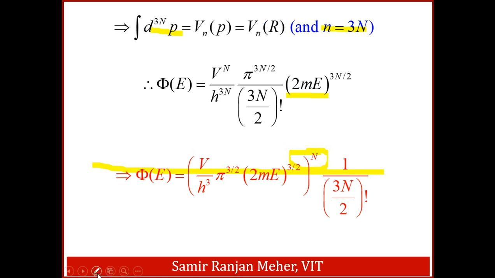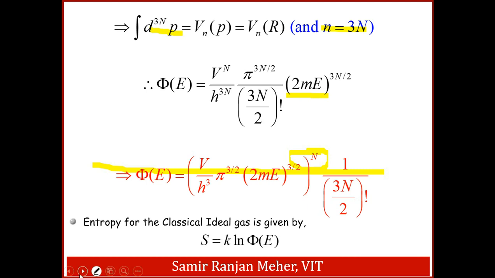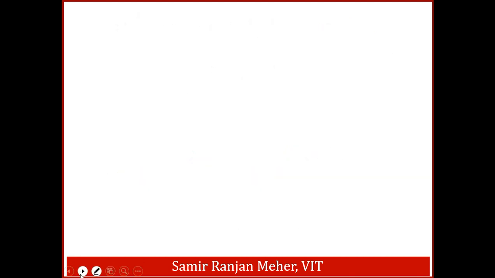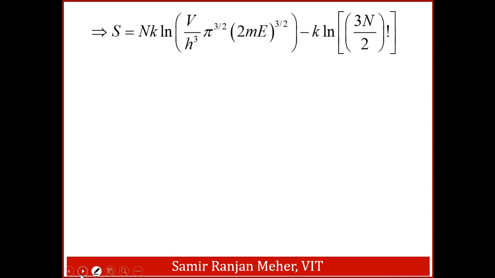So our next task is to obtain the entropy of the system, which is related to the number of microstates or the volume occupied in the microcanonical ensemble with this relation, that is S is equal to k ln Phi(E). So if I take the logarithm of Phi(E), then I can obtain the corresponding expression, that is Nk ln of (V by h^3 times pi to the power 3/2 times (2mE) to the power 3/2) minus k ln factorial (3N by 2).